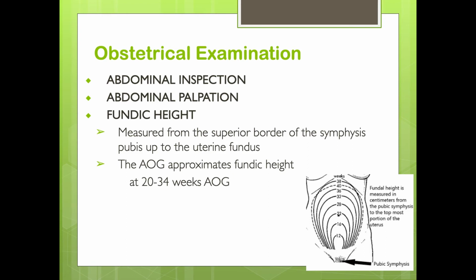First, we get the fundic height. As I've mentioned earlier, at 20 to 34 weeks of gestation, the height of the uterine fundus measured in centimeters correlates closely with gestational age in weeks. This measurement is actually used to monitor fetal growth with an acceptable measurement of plus or minus 2 to 3 centimeters for a certain age of gestation. This is measured along the abdominal wall from the top of the symphysis pubis to the top of the fundus.